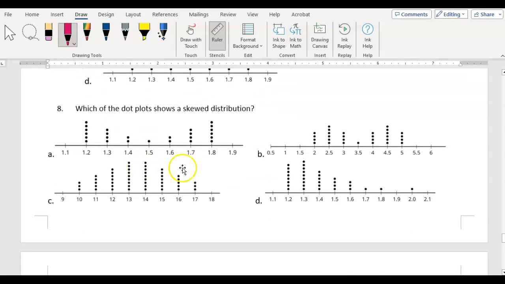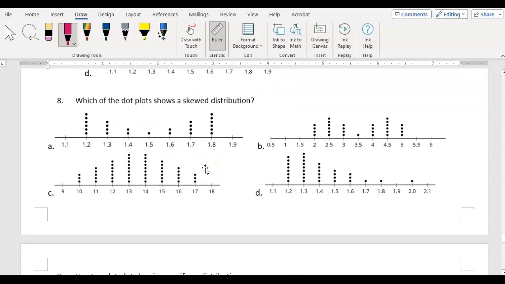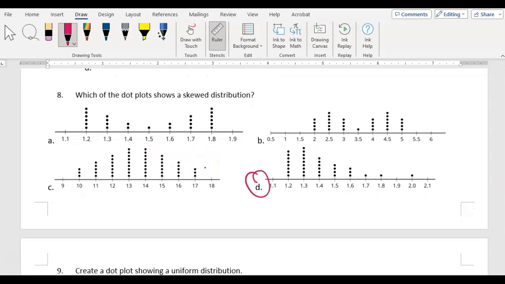8 says, which of the dot plots showed a skewed distribution? And so that would be D. This one is symmetrical here. A is symmetrical. B is also symmetrical. And both A and B are also bimodal. And then C is also symmetrical, but it's bell-shaped. So D is skewed right.